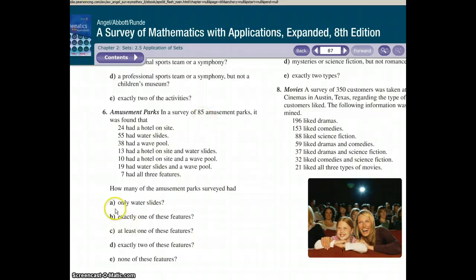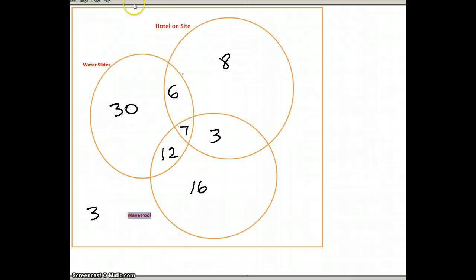Okay, so let's look at part A. Only water slides. If you look at the Venn diagram, this is the water slide circle over here, but the region with only water slide is the 30, because this one has the hotel and water slide. This one has the 3 options, this one has the 2 options. So for A, the answer is 30. Let's look at part B now, only water slides.